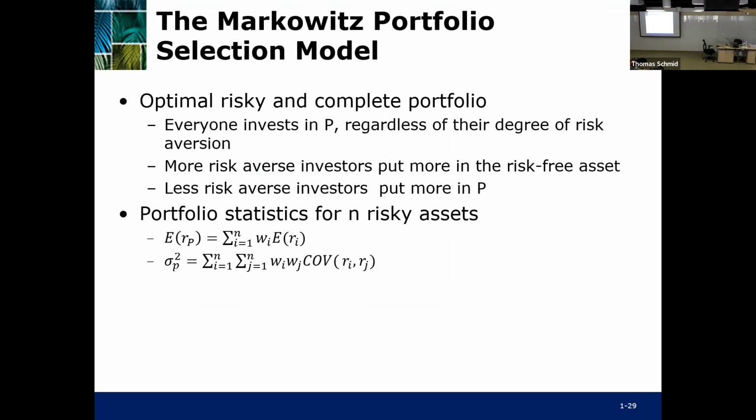Good. So everyone invests in P, regardless of risk aversion. Risk aversion only kicks in when we choose the optimal complete portfolio C, in the sense that less risk-averse investors put more in P and more risk-averse investors more in the risk-free asset. Right? That is what we already know.